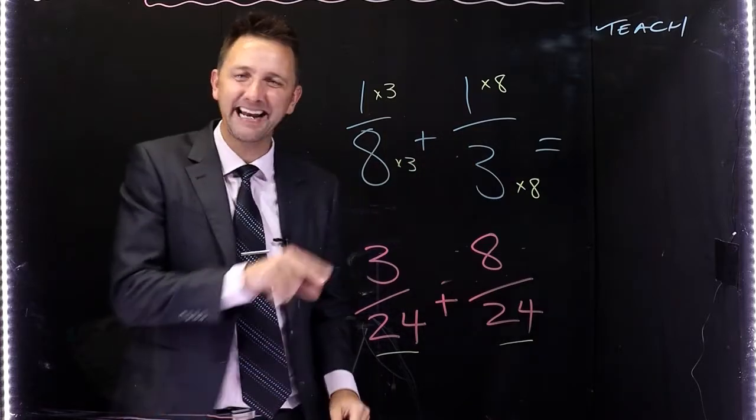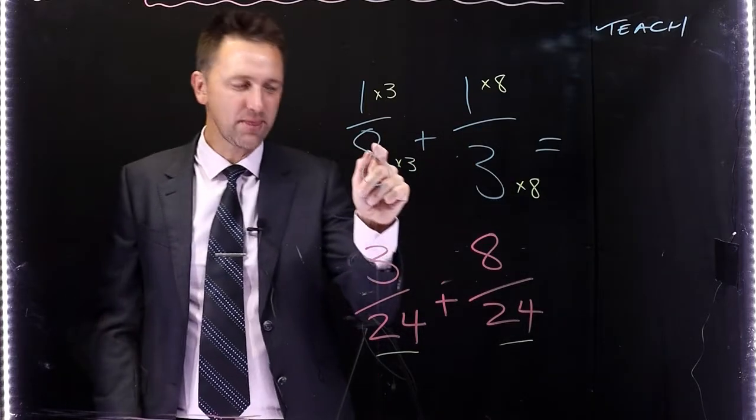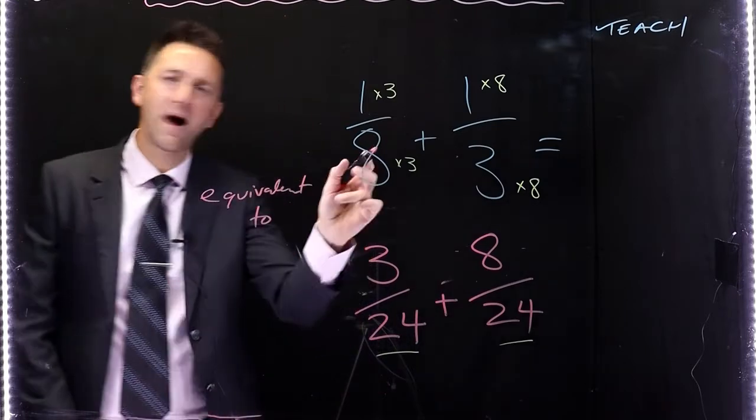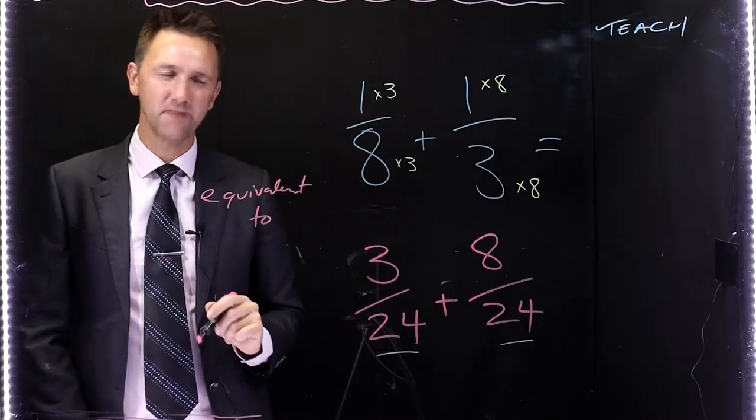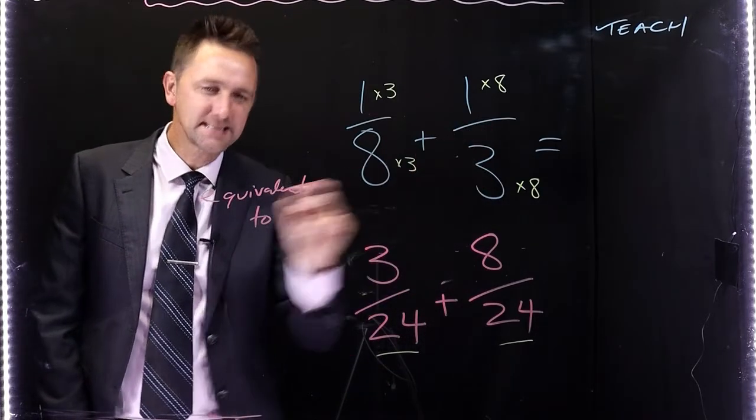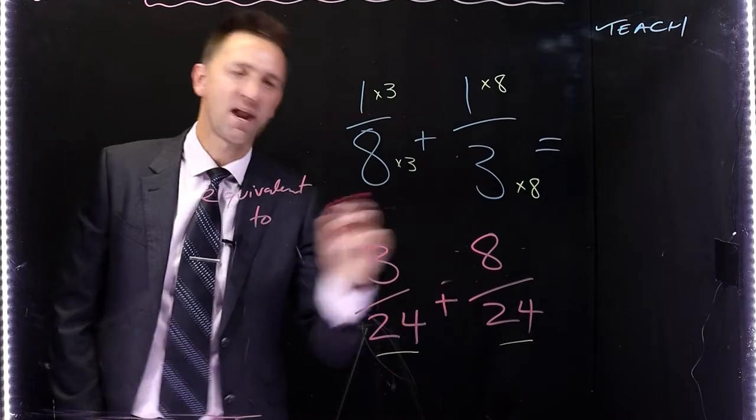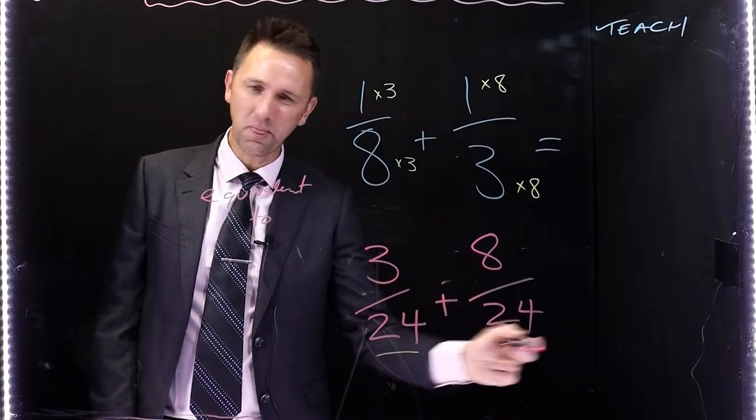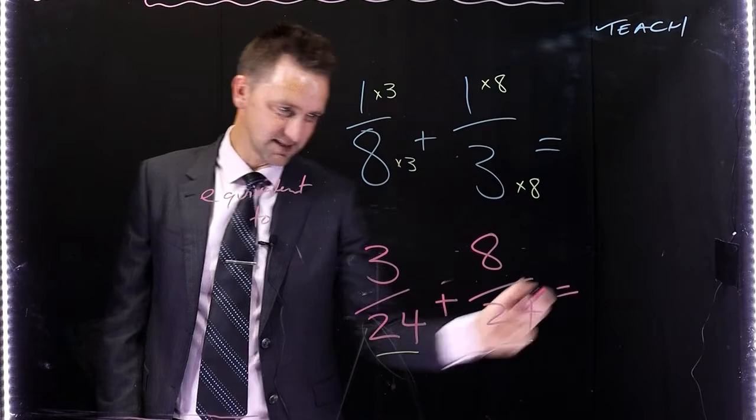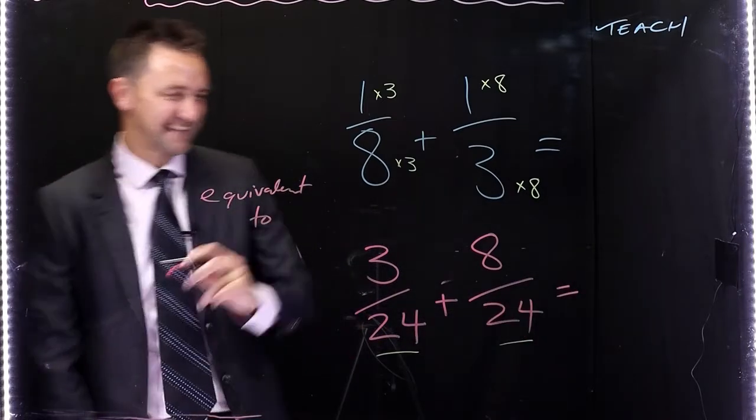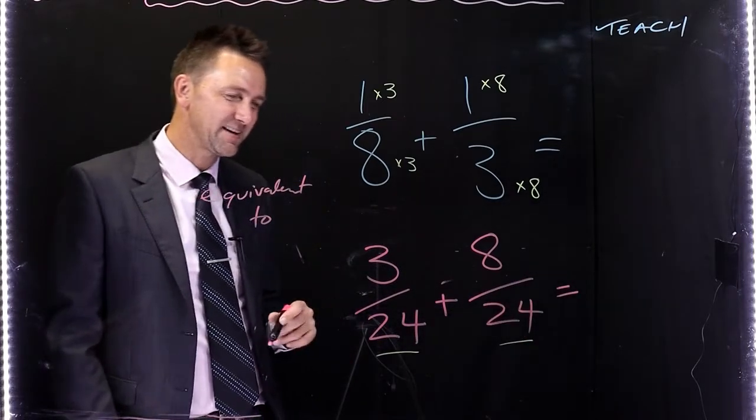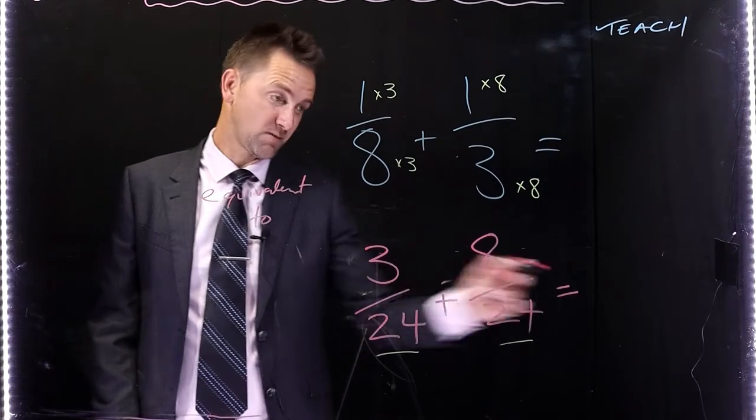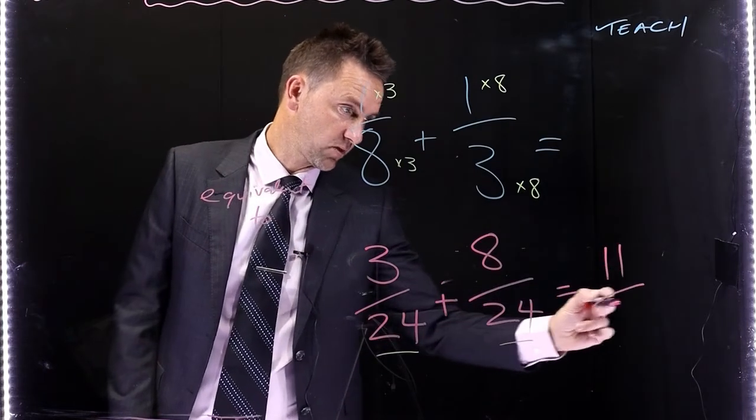Hey, and it's just the same. 1/8 is equivalent to 3/24. 1/3 is equivalent to 8/24. But you see, the denominators now are the same. Look, they're the same, so we can just plus them. It's easy now. And here we go. 3 24ths plus 8 24ths is, of course, 11 24ths.